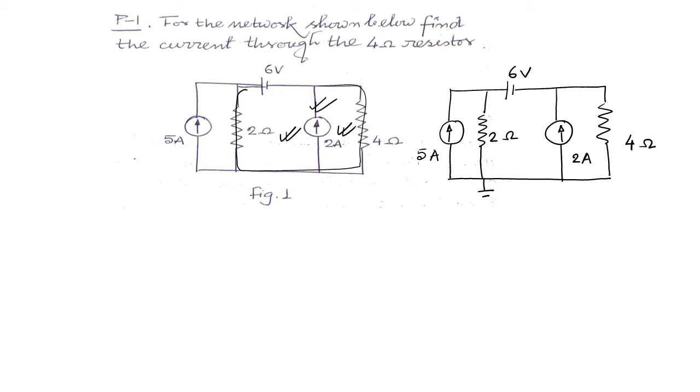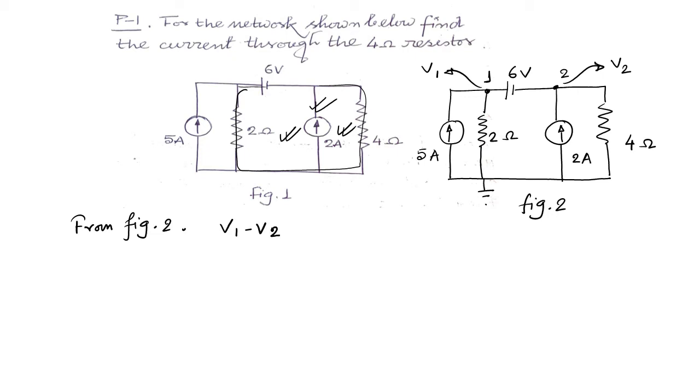Let us take this as the reference node. Take this as node 1 and this as node 2, and take the voltage of this node as V2 and the voltage of this node as V1. So from figure 2, we can write V1 minus V2 is equal to 6 volts, because this is plus and this is minus.